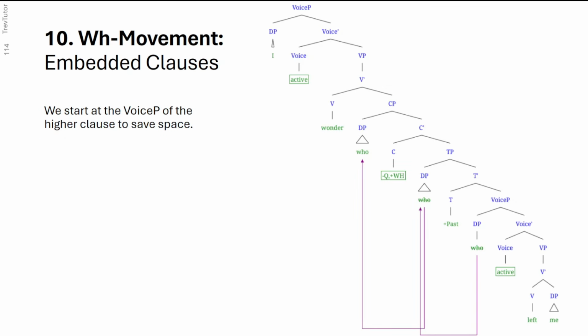If we were to diagram this, what we see in this case is we're questioning the subject. I wonder who left me. So someone left me. Who is originating as an agent under the voice phrase. It is moving to the specifier of TP for EPP reasons. And then it's going to continue to move up to get its plus WH feature checked. Even though it has nominative case under the specifier of TP, it does not have its WH feature checked yet. So it has to keep moving. At this point, the checking is now complete. So who cannot move any further.